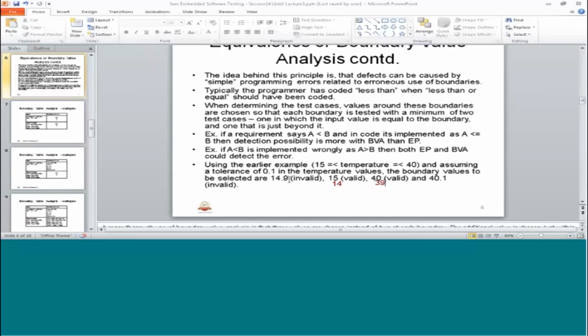Definitely in terms of boundary we need to have the 0.1 considered on the lower side after applying it to the 15. We can have as well 15.1, here 39.9, right. So these are some of the valid and invalid equivalence classes and the boundary value analysis.